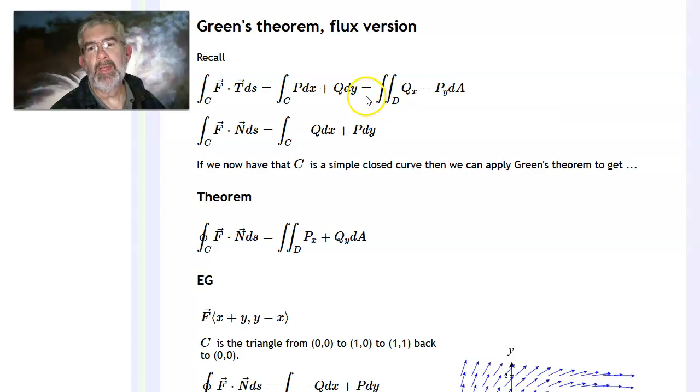And Green's theorem says that this line integral is equal to this double integral, where you take the partial of Q with respect to x and the partial of P with respect to y and subtract them, and then do that double integral.